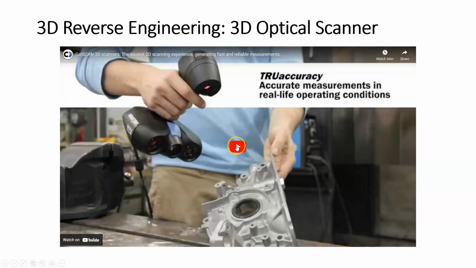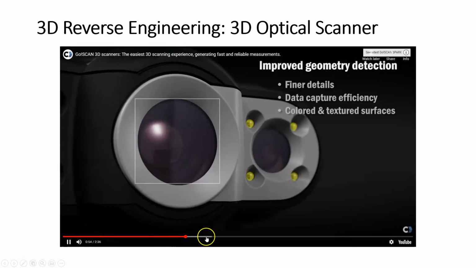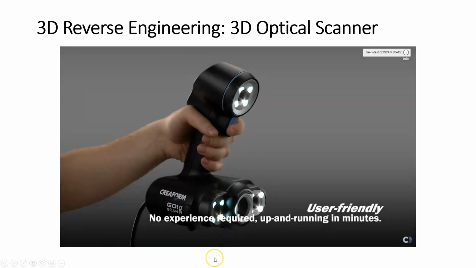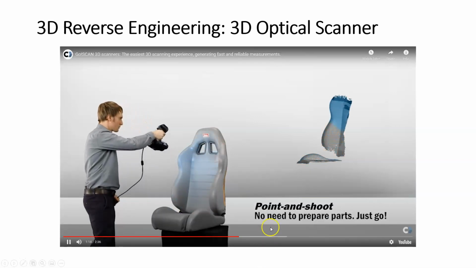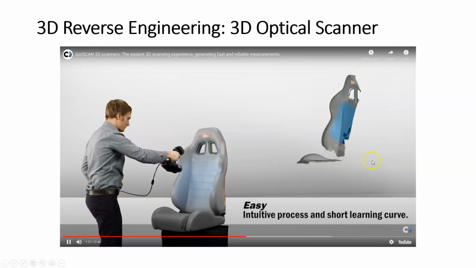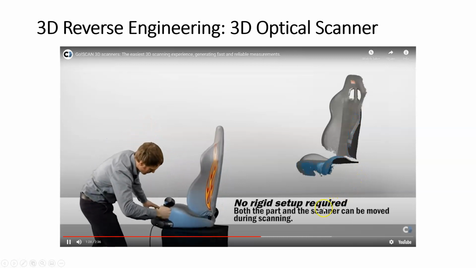All right, now I'm going to show this video real quick, and I'm going to fast forward a little bit, because this shows one of the non-contact systems. It uses laser light that's being reflected off the object and recorded. You can see this is a very easy process. You're basically pointing at the object, and you can see the reconstructed shape up here. This is what you would see in the computer. Very simple, very quick.